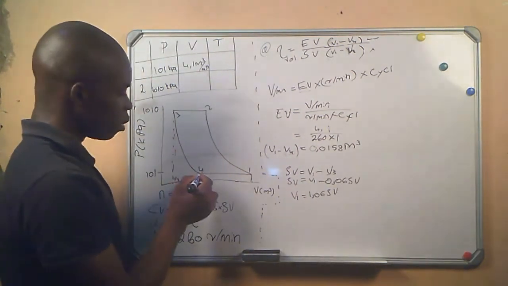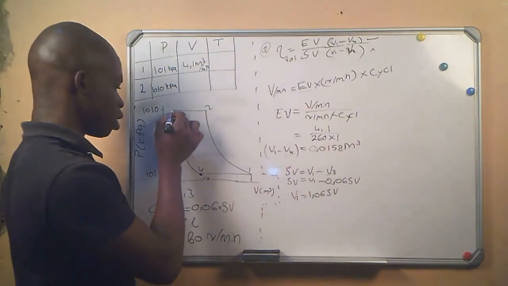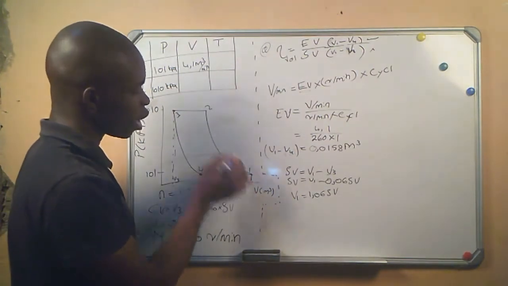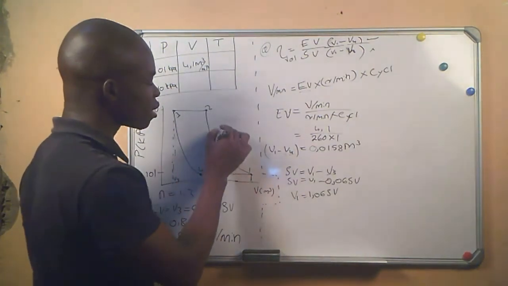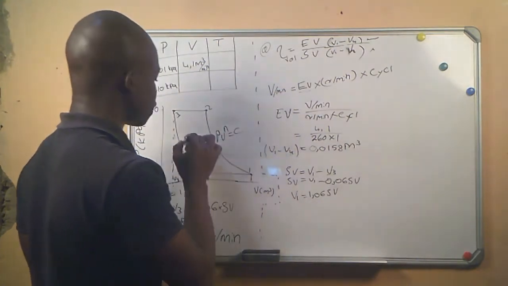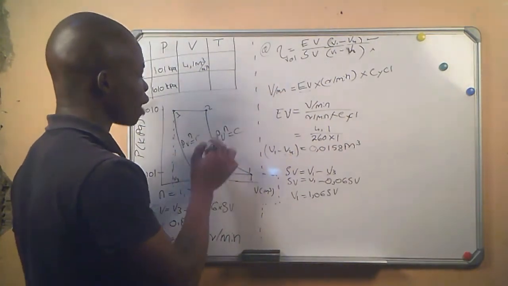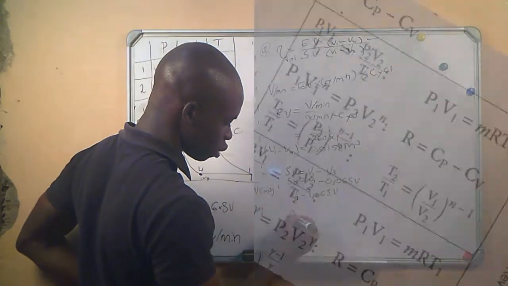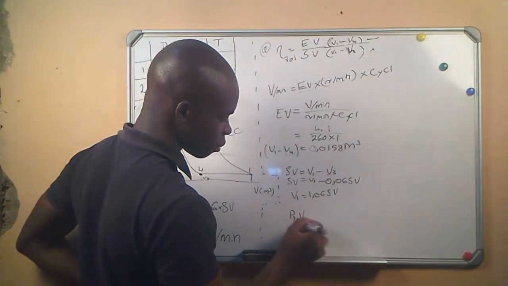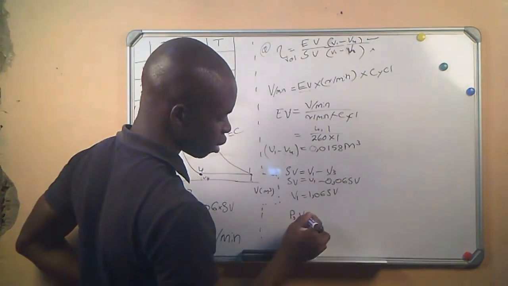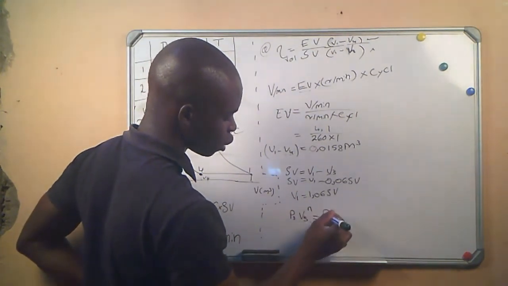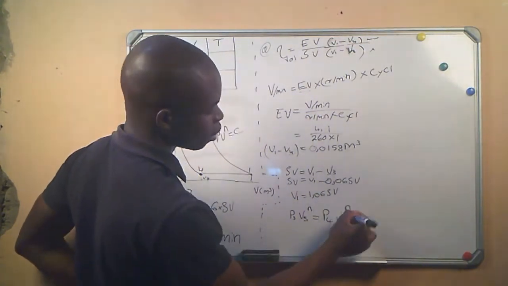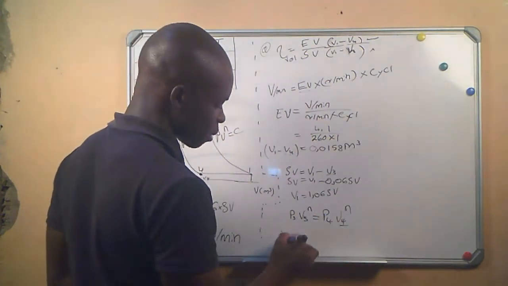Remember, if you are looking for any information between point 4 and point 3, or point 1 and point 2, since they are performed using the polytropic law, we can get that using the polytropic formulas. In this case, we will use the formula P3 V3 to the n is equal to P4 V4 to the n. Since we are looking for V4, we make it the subject of the formula.